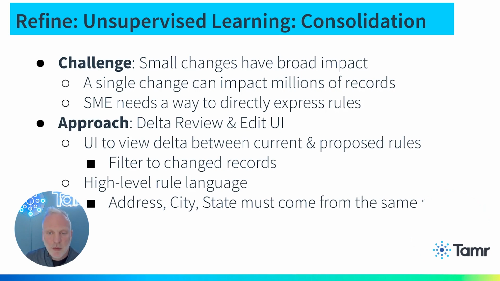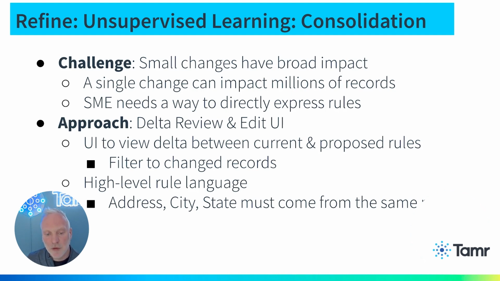Finally, consolidation. Once the model starts to converge, we want to tune the consolidation model. One of the challenges here is that a small change of the consolidation model can impact millions of records. If I change my source priority when I'm assembling data across all the records in a cluster into the final output, that change in source priority may impact millions of records. A subject matter expert needs a way to view what those changes are so they can understand the impact of the changes that they're making.